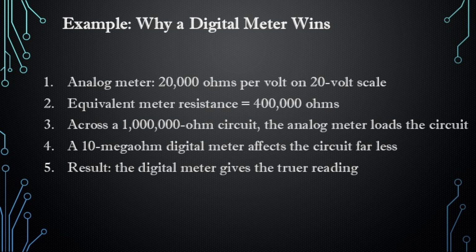That digital meter has much less effect on the same circuit. The circuit stays much closer to its natural operating state, and the reading is much closer to the real value. So the digital meter wins because it interferes less. That matters a lot in modern automotive systems.